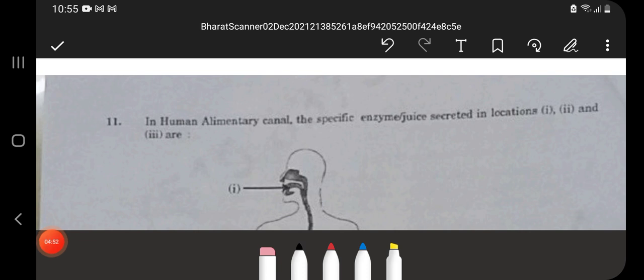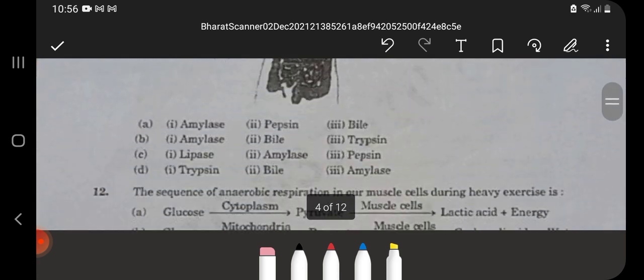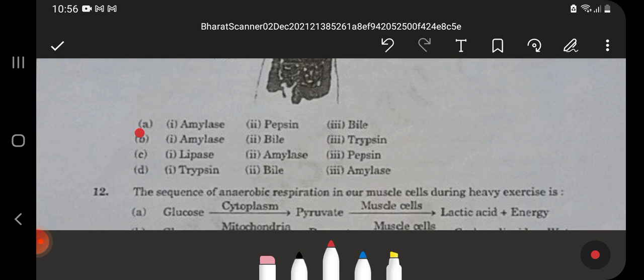Next, 11th. In the human alimentary canal, the specific enzymes and juices are secreted in locations 1, 2 and 3. The answer is B: amylase, bile, trypsin.